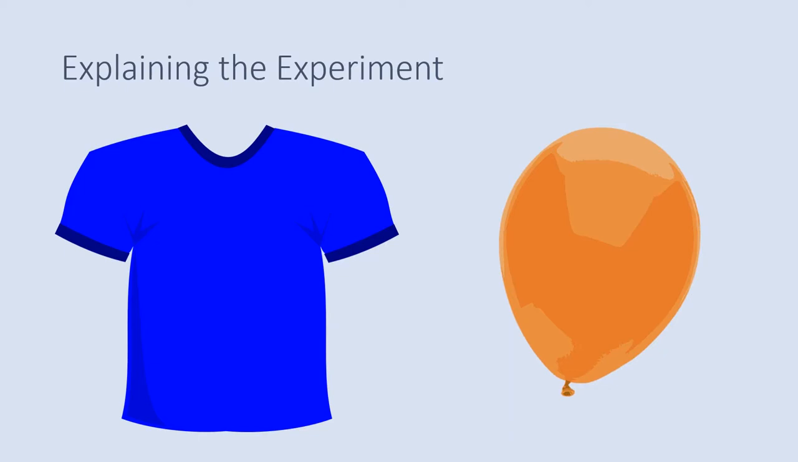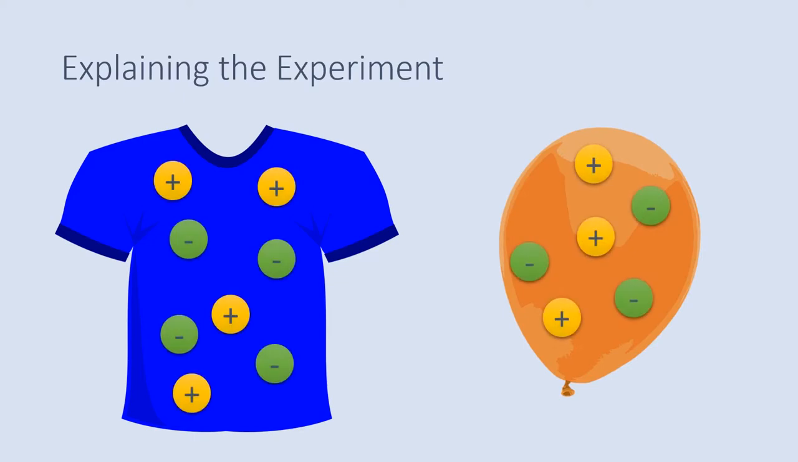All objects are made up of atoms, and atoms are extremely small, and they themselves are made up of three types of even smaller particles. Some of these particles are charged, and it's these that we're going to look at today. Some have a positive charge, and they're called protons, and some have a negative charge, and they're called electrons.